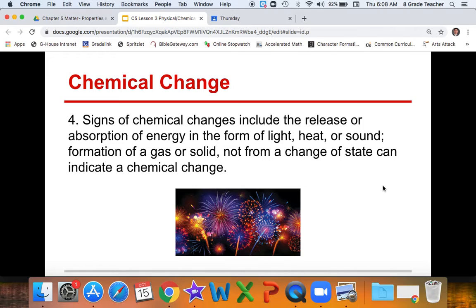This one's real obvious. Others might not be as obvious, in the form of rust, because it takes a long time for it actually to show that change. But when you see this, it might be the absorption of energy or the release of energy in one of these forms.